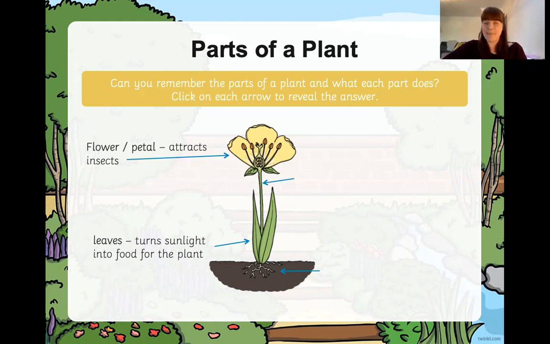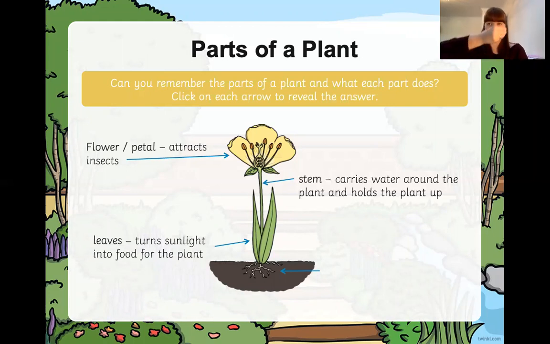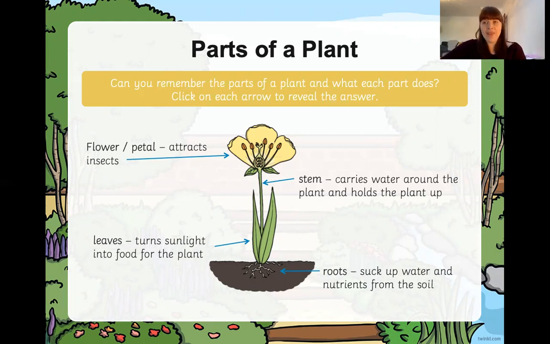What about the stem? Yeah, upright like a soldier. So the stem carries water around the plant, but it also holds the plant up. And then what about the roots? The roots suck up the water and the nutrients from the soil. Fantastic. Your topic work will be brilliant today.